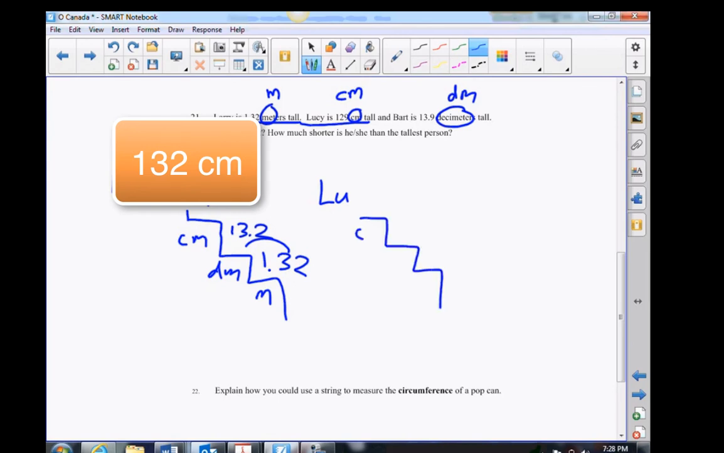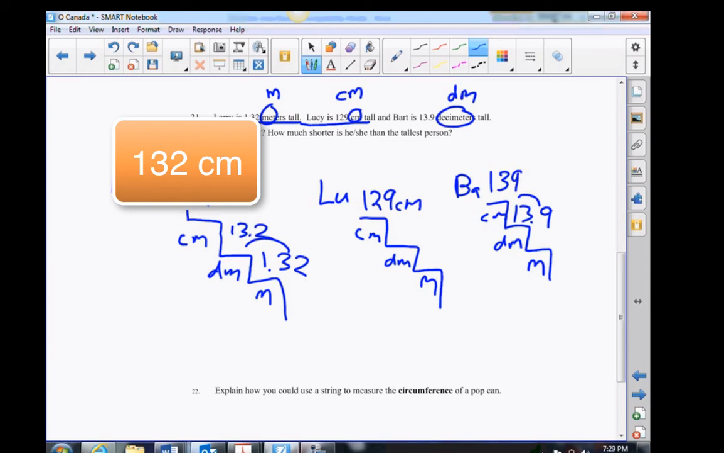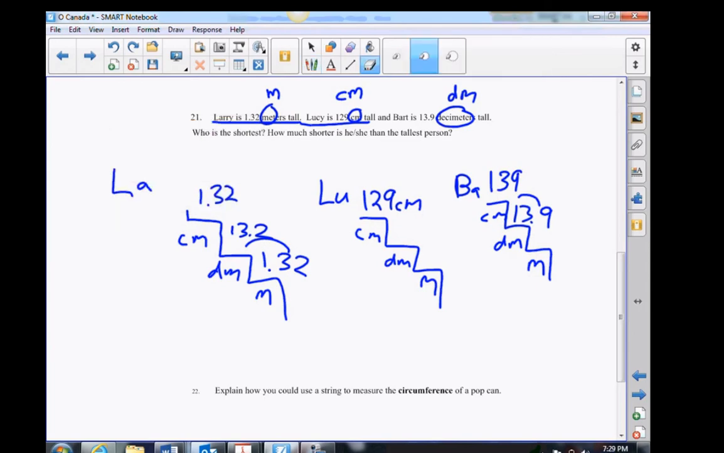Lucy is 129 centimeters tall. Okay, and Bart is 13.9 decimeters. Let me just put centimeters, decimeters, and millimeters here. It's 13.9 decimeters, which is 139 centimeters. Now, if I'm going to compare them, let me just correct this Larry's here for a second. Okay, and that should be 132 centimeters.